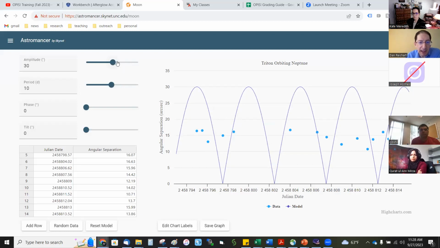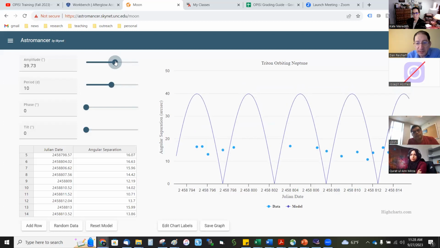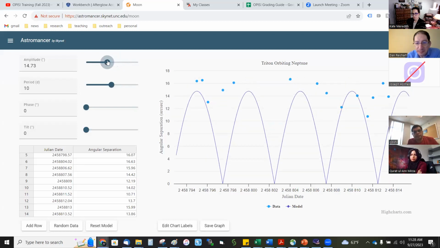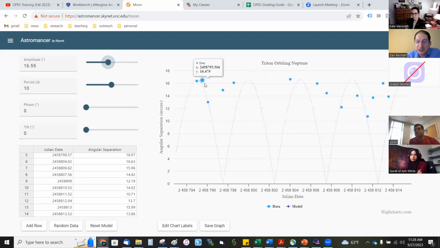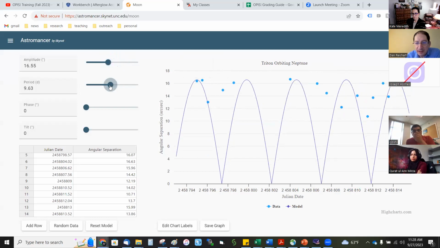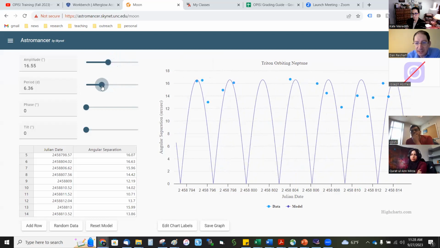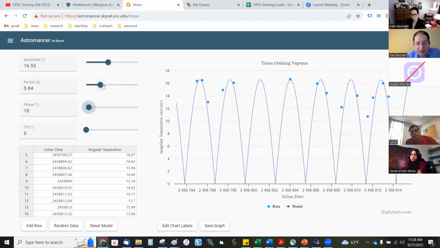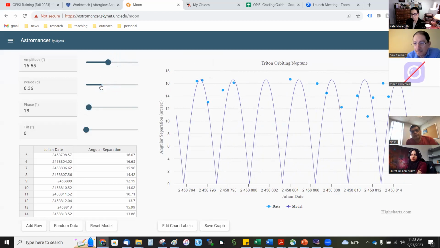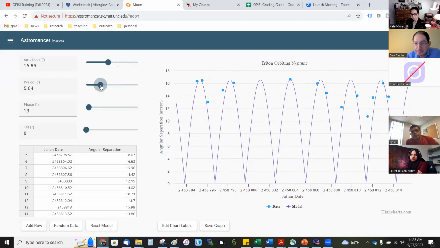This is chi by eye, and it's not too hard, particularly if you have all 14 data points. If you only have like 5 or 6, it's a little bit more challenging. I'll start by moving the semi-major axis kind of up to that level, and I'll decrease the period until it looks like it may fit. Got a phase, slide it over a little bit. And then finally the tilt.